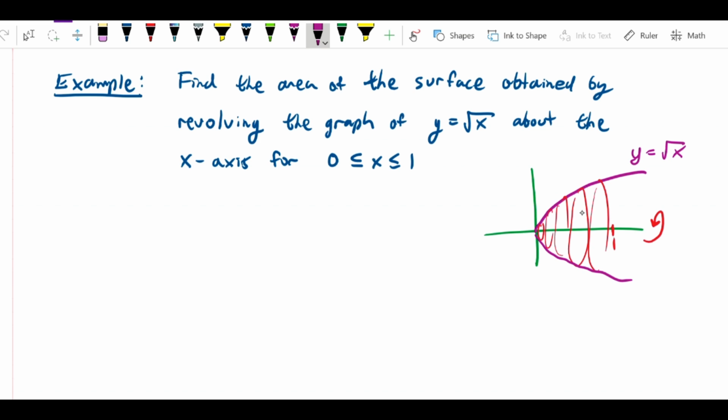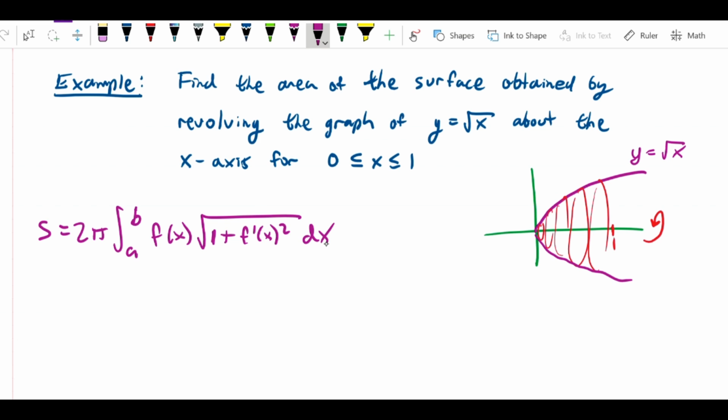So let's set up the equation. We know that the surface area of revolution is equal to 2 pi times the integral from the lowest x value to the highest x value, which we're given as 0 to 1. Actually, let me just write the general formula and then we'll fit that stuff in. So this is the formula. We can see that the lowest and highest x values are 0 and 1. So that's going to be 2 pi times the integral from 0 to 1 of f of x, which is just this function, y equals the square root of x.